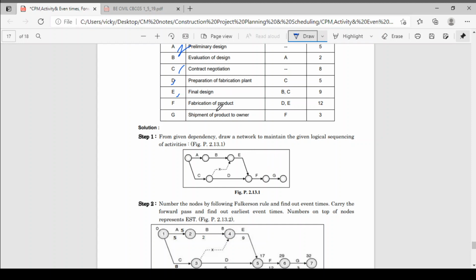नेक्स्ट एफ, फॅब्रिकेशन प्रोडक्ट, त्याला प्रेडिसेसर ऍक्टिव्हिटी आहे डी आणि ई. ओके, एफ साठी आहे डी आणि ई प्रेडिसेसर, डी पण आहे आपला, ई पण आहे, ते दोन्ही एकत्र आले आणि तिथून पुढे बाहेर काढला एफ. एफ ला कारण दोन्ही पण आहेत. ओके, so we have shown here F after D and E. जी ला कोणती आहे प्रेडिसेसर, एफ, जी ला एफ काढलेली आपण.